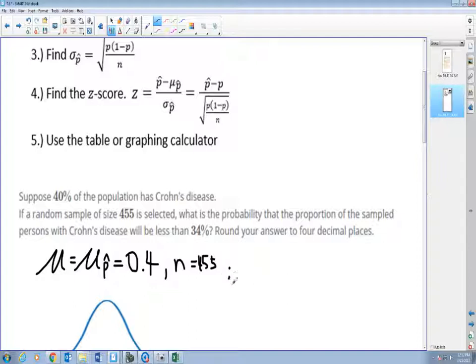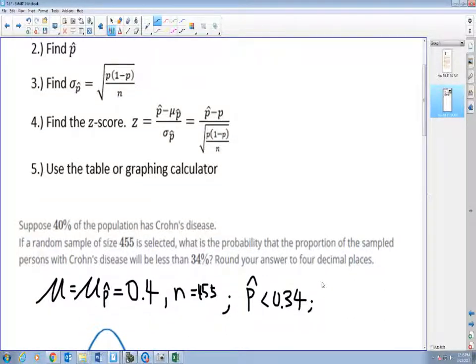All right. So what I'm testing here is my p hat. The p hat is your sample proportion. So of the sample of 455 people that will have Crohn's disease, it's got to be less than 34. What's my chance that less than 34% of the people I sampled will have it? So that would be less than 0.34. Okay, so that's my p hat.